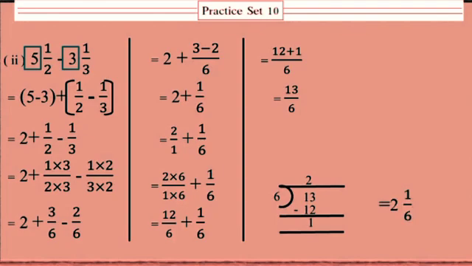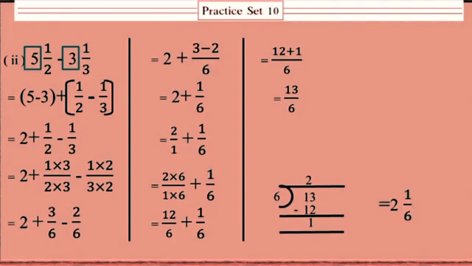Let us see the fraction. Both fractions we have to subtract. Make the denominators equal. By the common multiple, we'll multiply 2 and 3. 2 multiplied by 3 is 6. So, with the same number, we'll multiply the numerator. 1 multiplied by 3, that is 3 upon 6. Minus 1 multiplied by 2 upon 3 multiplied by 2, 2 upon 6. Now, the equation is 2 plus 3 upon 6 minus 2 upon 6.